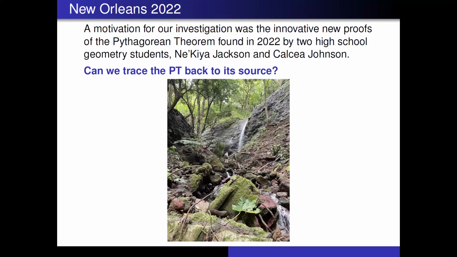The motivation for the investigation is two new proofs, in fact, several new proofs, found by two high school students in New Orleans in December of 2022 as a class assignment. And the proofs were really quite inventive, but raised a lot of questions. First of all, the news reports were not very accurate. And so you had some questions as to what was going on, and it took a while to straighten that out. And so I asked myself, can you trace the Pythagorean theorem back to its source?